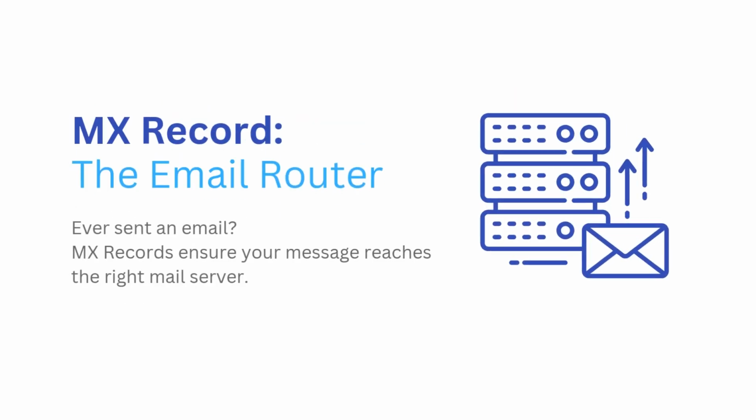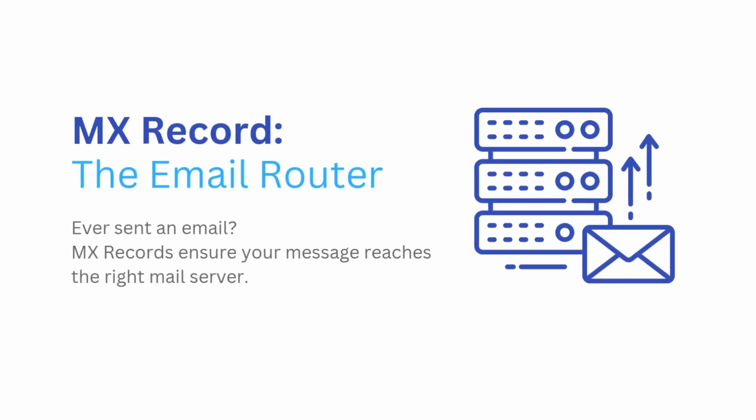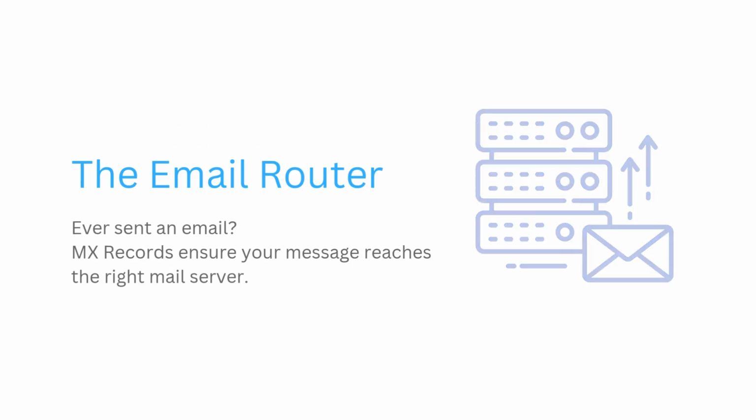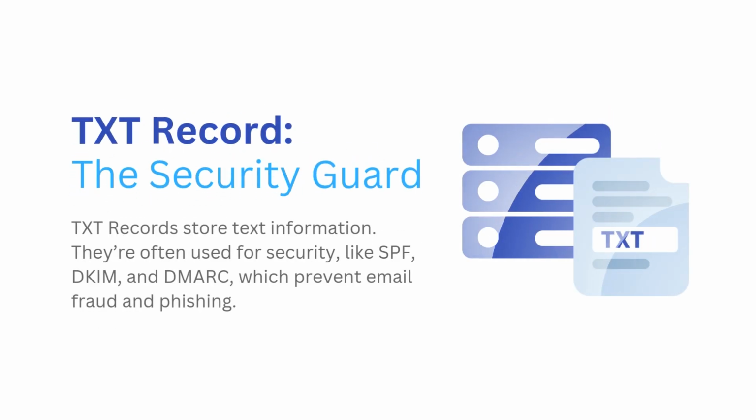Ever sent an email? MX records ensure your message reaches the right mail server. For instance, mailconsultant.com might be where all emails for example.com are delivered. TXT records store text information. They're often used for security, like SPF, DKIM, and DMARC, which prevent email fraud and phishing.